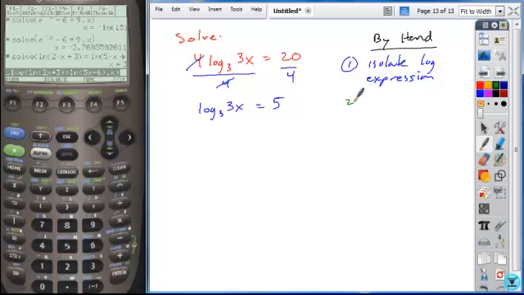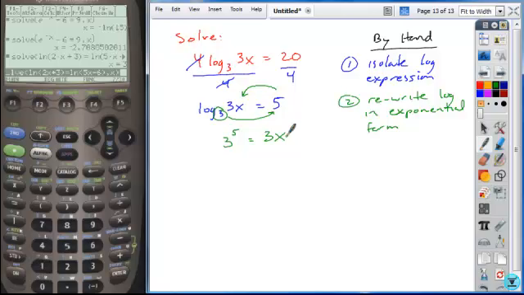Once you isolate that log expression, what you can then do is rewrite your log in its exponential form. And what that means is, if you remember from the earlier parts of this chapter, when you rewrite a log in exponential form, you take the base of the log, that becomes the base of your exponent, to the power of whatever your whole log expression is set equal to. So 3 to the 5th is equal to, and then that's set equal to whatever's inside your log. So this right here would be the way to rewrite this in its exponential form.